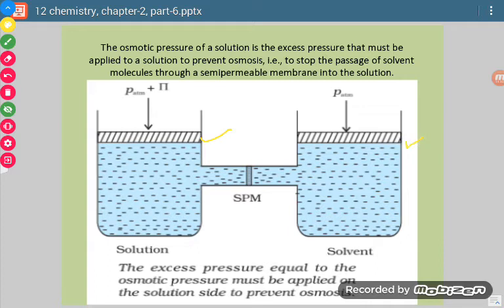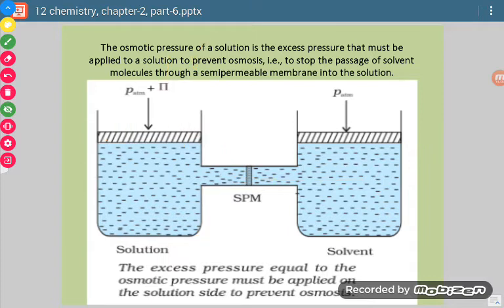Then under normal conditions, what is going to happen? Molecules of solvent will start moving from this side to this side, and its level will start increasing. Now what we are going to do is, whatever was the previous level of this solution, we will apply pressure from the top so that this level remains the same as it was in the beginning.